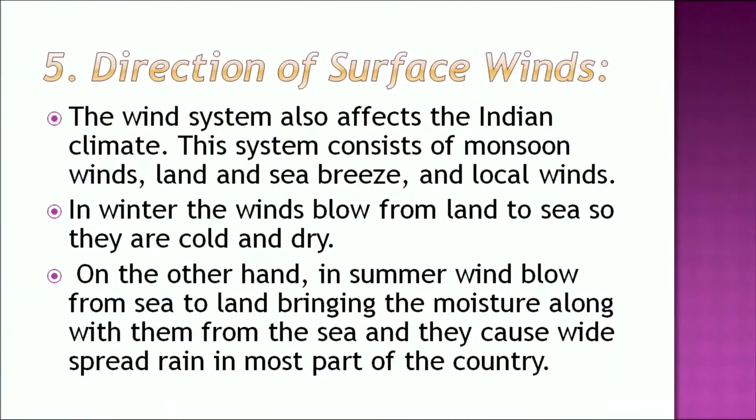Direction of surface wind is another factor influencing the climate. The wind system also affects the Indian climate system. This system consists of monsoon winds, land and sea breeze, and local winds. In winter, the winds blow from the land to the sea, so they are cold and dry. On the other hand, in summer, winds blow from sea to land, bringing moisture along with them from the sea, and they cause widespread rain in most parts of the country.